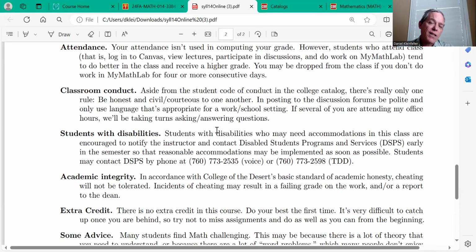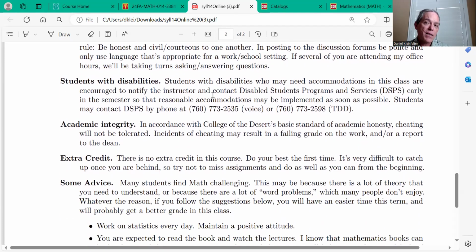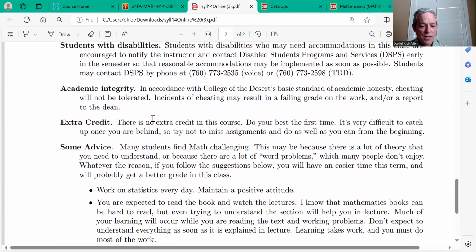Classroom conduct. For conduct, basically, the student code of conduct in the college catalog is our guideline. Other than that, basically be honest and civil and courteous to one another, you and your classmates. In discussion forums, you want to be polite and use academic or work appropriate language. If multiple people are in my office hours, we're going to take turns. So pretty basic stuff. Students with disabilities, read through that and let me know if any of that applies to you.